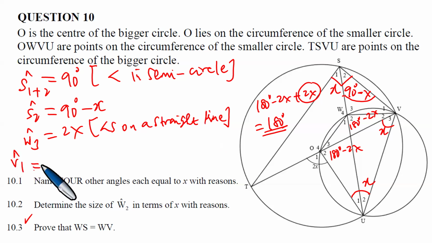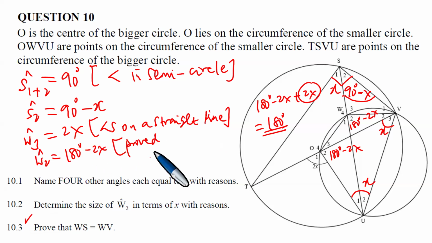Therefore, the angle V1 is equal to what? V1 is equal to 90 minus x. W2 is 180 degrees minus 2x. This was proved in 10.2 above. All right, so next, you say V1 is equal to 180 minus open brackets minus 2x plus 19 minus x.